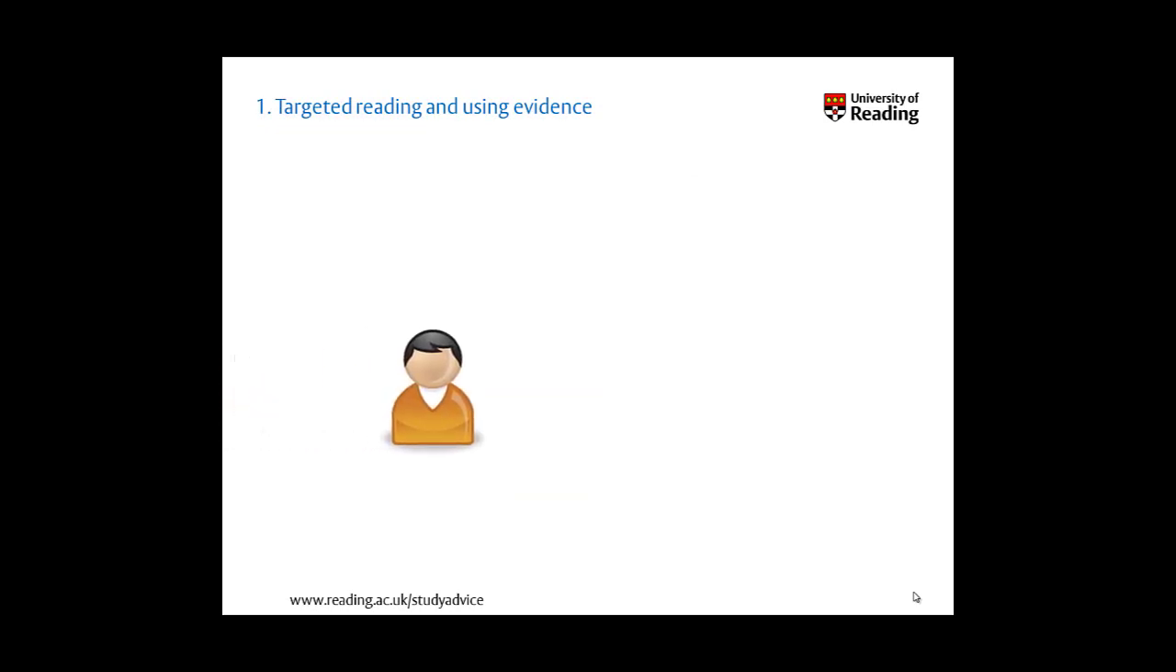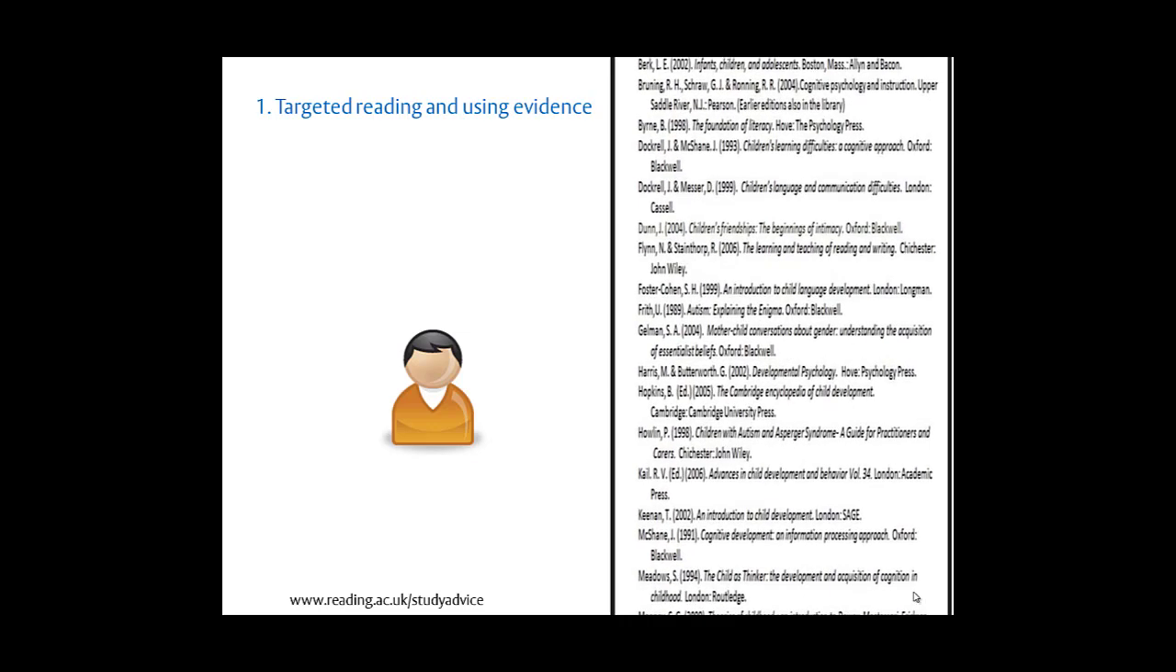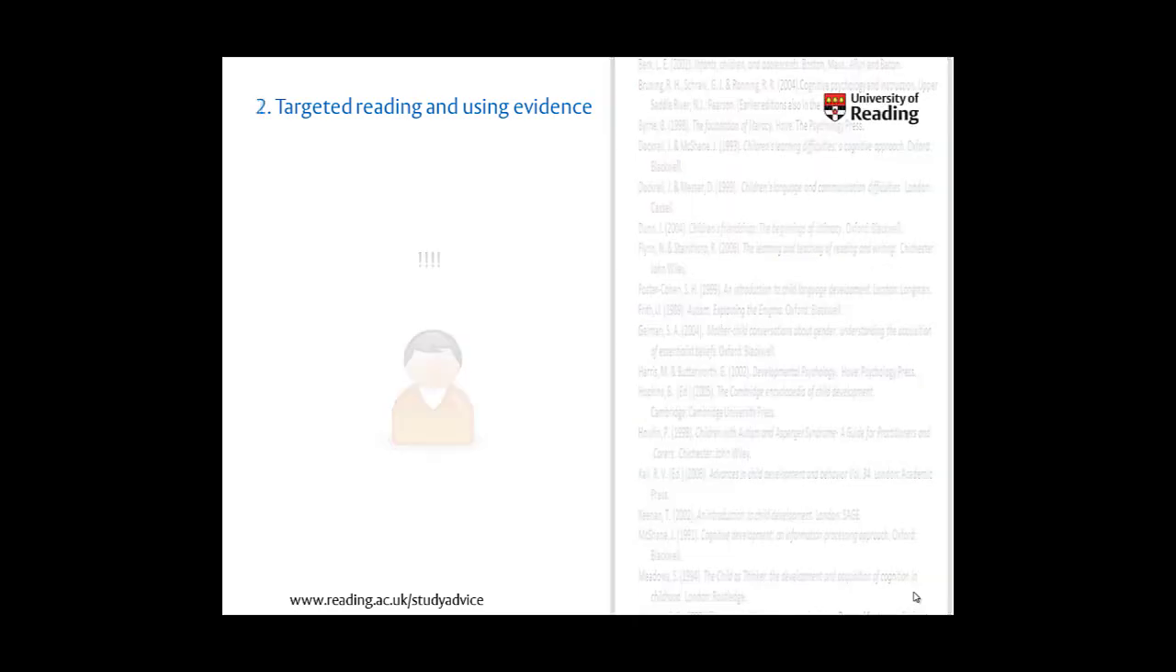This is Lewis. He knows he needs to do wider reading for his essay, but his reading list seems huge and intimidating. He doesn't know where to start. But if Lewis builds up his research approach in a targeted way, his reading will be manageable and efficient.